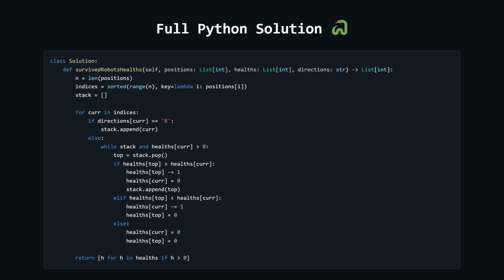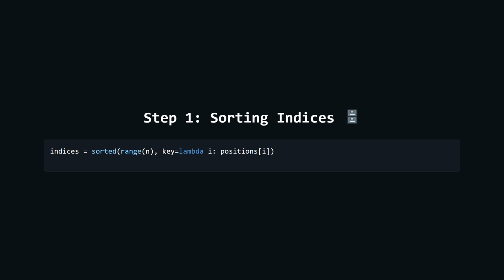Here is the full logic. It might look like a lot of loops, but the stack makes it very efficient. Let's break down the important parts. We don't want to lose the original order, so we sort the indices based on the values in the positions list. This lets us visit robots from left to right while still knowing which index they originally had.